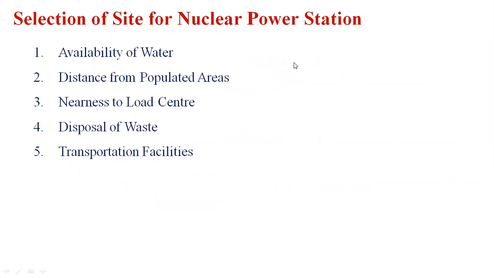And now the selection of site of the nuclear power plant. Availability of water. Sufficient water is required for cooling purposes. The plant can be located where an ample quantity of water is available. Ample quantity means a sufficient quantity of water is enough.